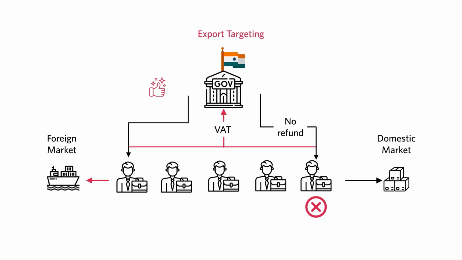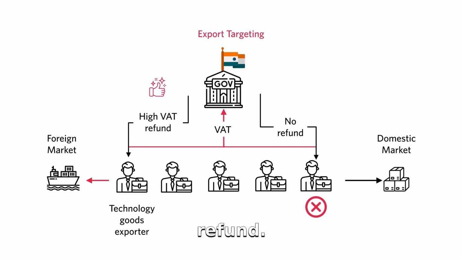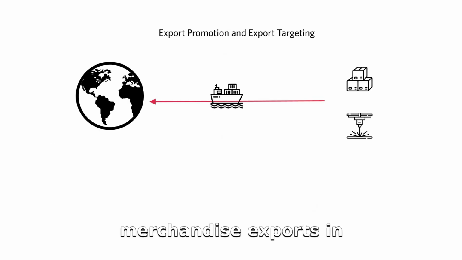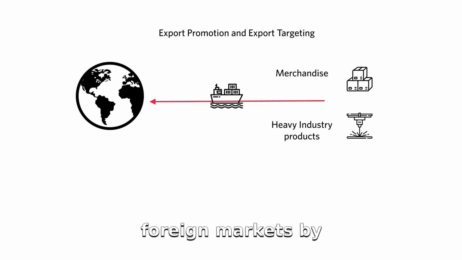Under the export targeting mechanism, the capital goods segment, that is, the machinery and equipment and their parts, receive a higher, or full, refund. The purpose of these mechanisms is to promote merchandise exports in general and especially target the capital goods industry to compete in foreign markets by incentivizing exports.